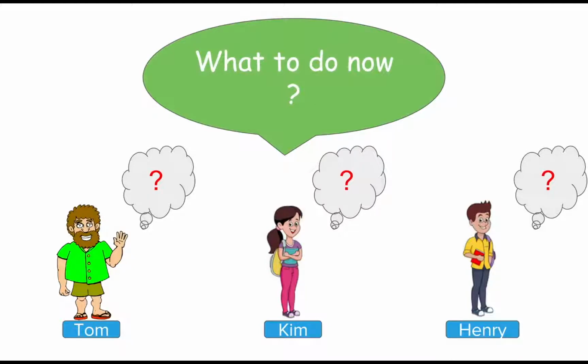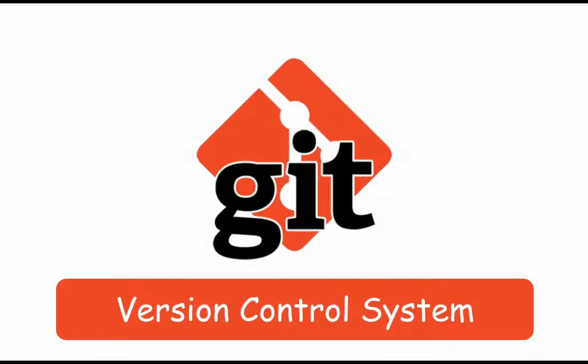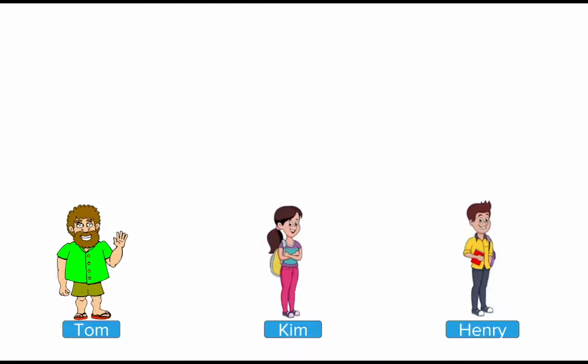What to do now? We need a solution which can manage all our changes and version controlling in an automated way. The answer is using a version control system like Git. Let us see what we can do with Git.